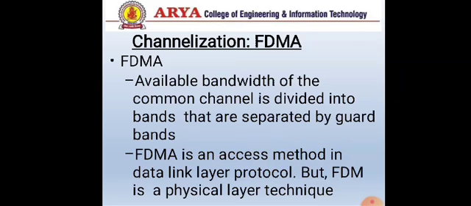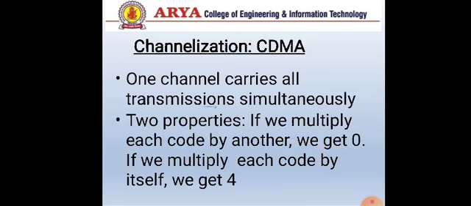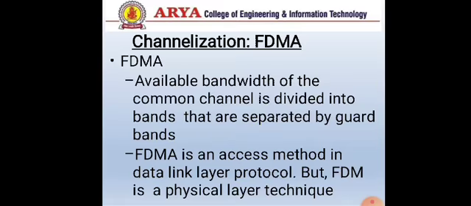Now we are moving on to channelization. In channelization, there are three techniques: FDMA, TDMA, and the third one is CDMA. So first we are going to learn about FDMA. In FDMA, the available bandwidth of the common channel is divided into bands that are separated by guard bands. FDMA is an access method in the data link layer protocol, but FDMA is a physical layer technique. In this, the frequency band is divided.